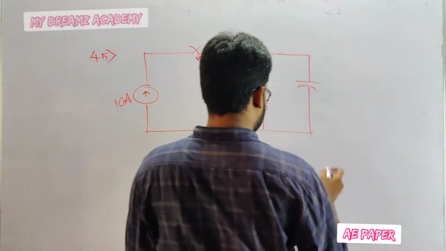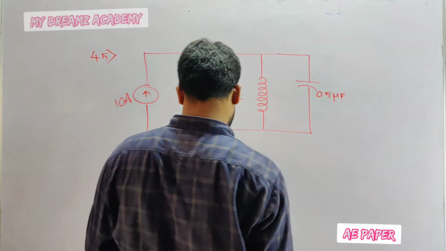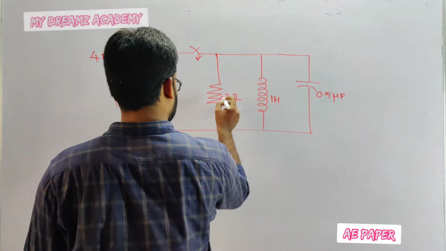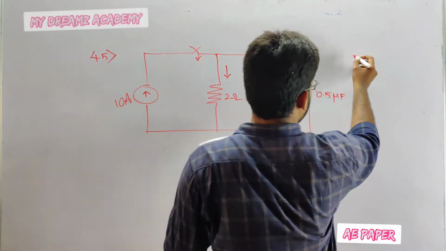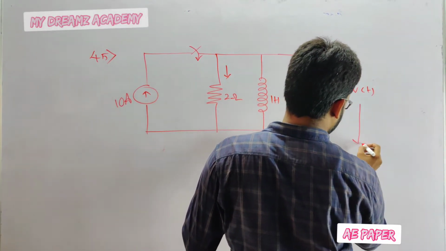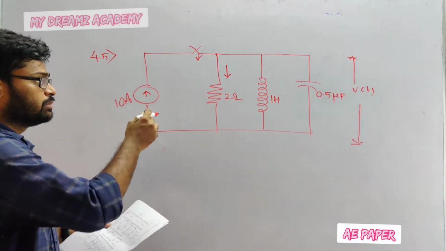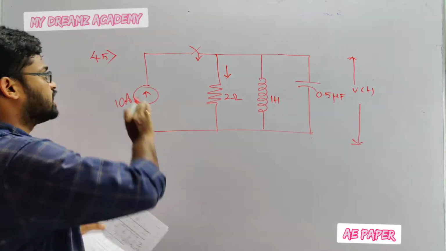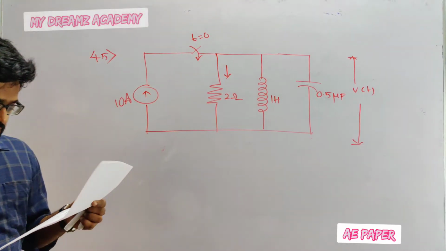The capacitor value is 0.5 microfarads. And this is 1 Henry. Current I like this, and the voltage across this one is V of T. Now, for the network shown below, the switch is closed at t equals 0.